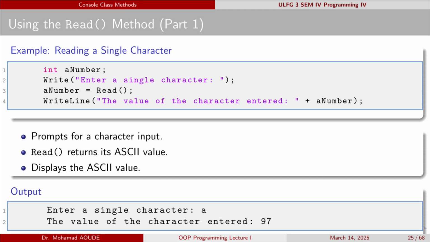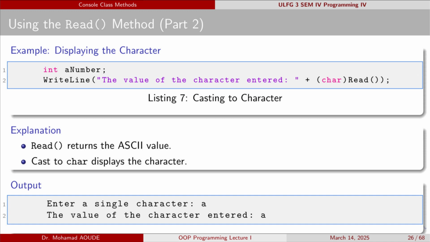Here's an example using Read. We prompt the user to enter a character. Then we store their input using Read, which gives us the ASCII value of the character. Finally, we print that value back to the console. For example, if the user types A, the program prints 97, which is the ASCII code for the character A.